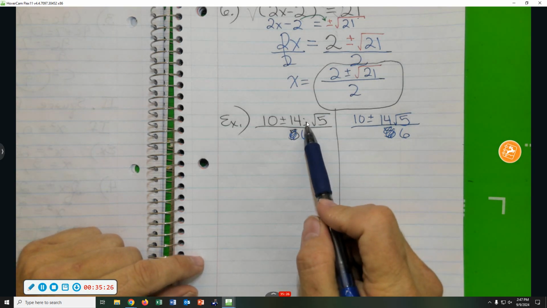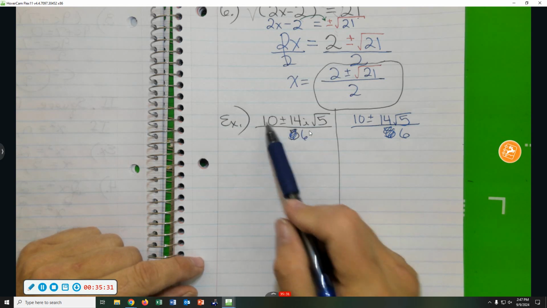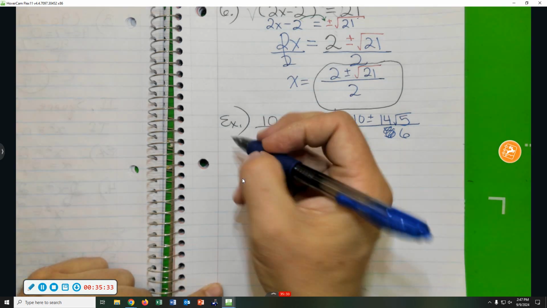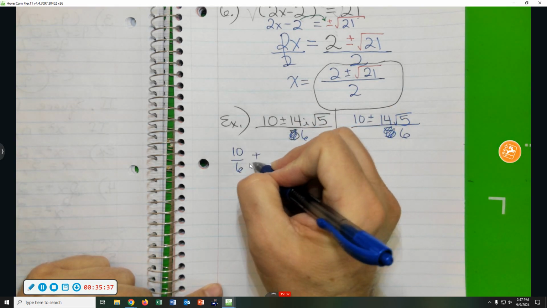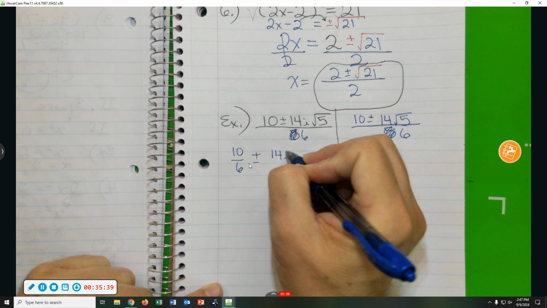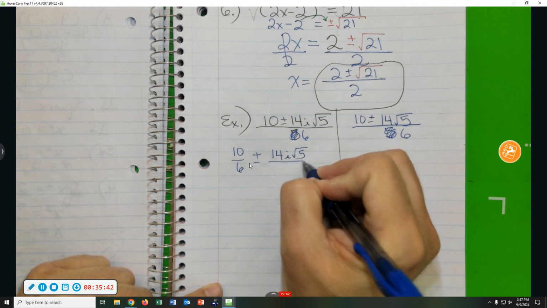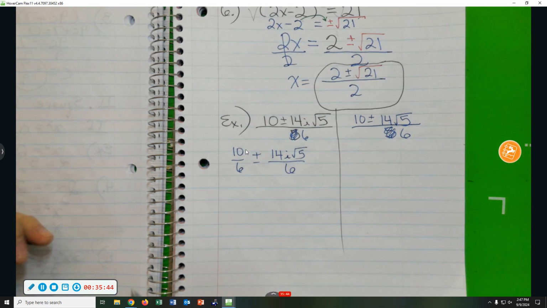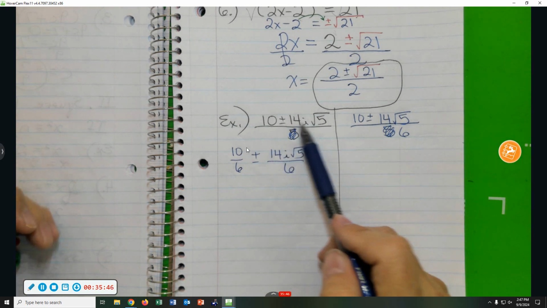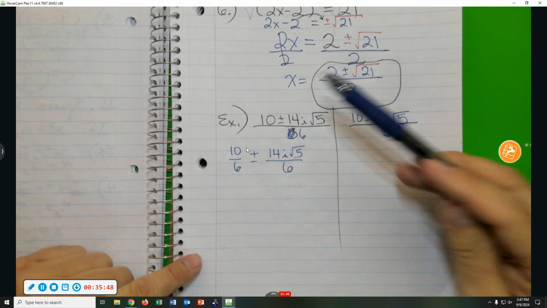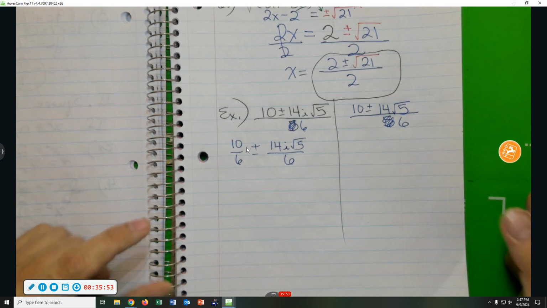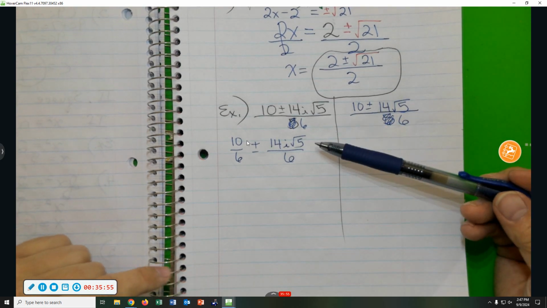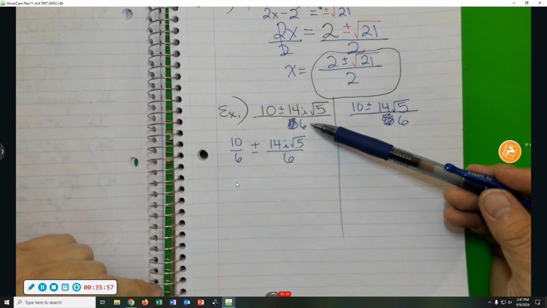If there's an I on top, you're going to separate, okay? 10 over 6 plus or minus 14i square roots of 5 over 6. Do I remember doing this in the second homework assignment? Problems 3, 4, 5. Mm-hmm. And then from there at the end when we were dividing also, so that would have been probably 14 and 15.